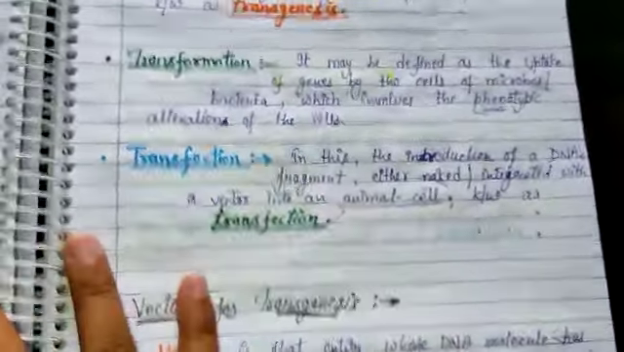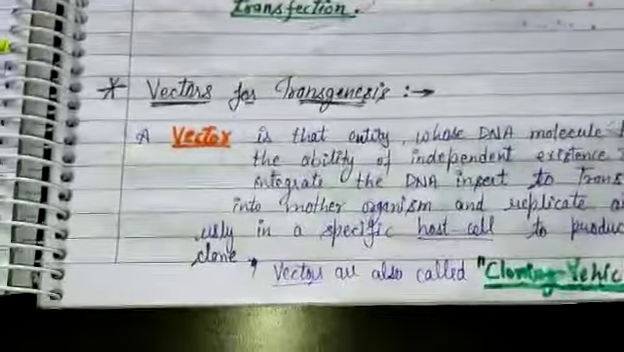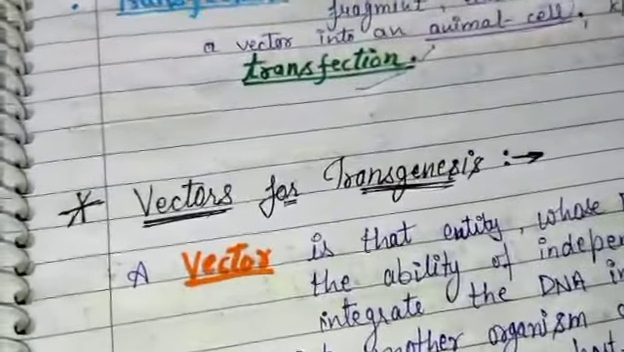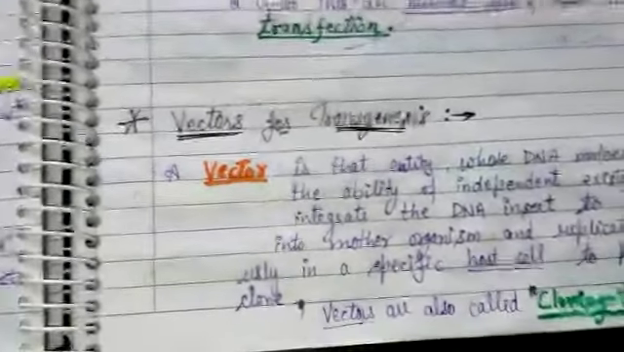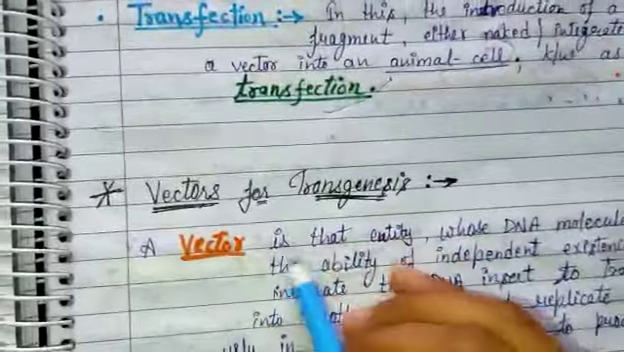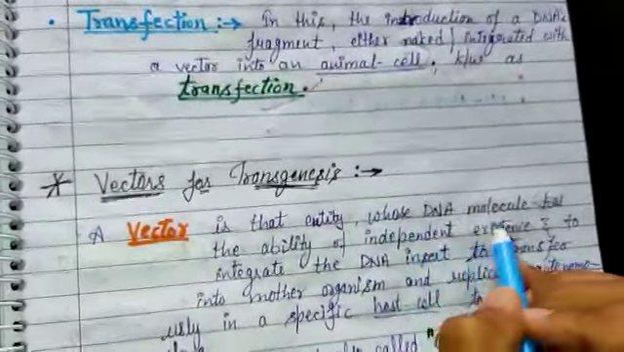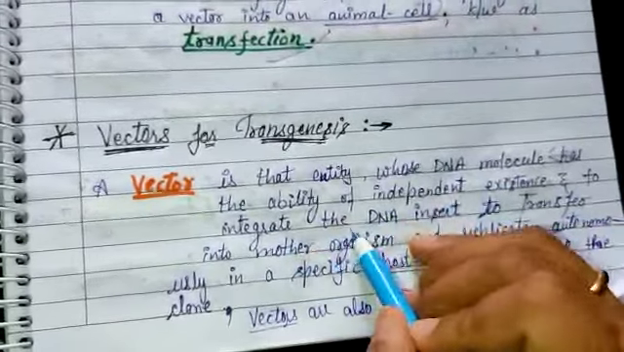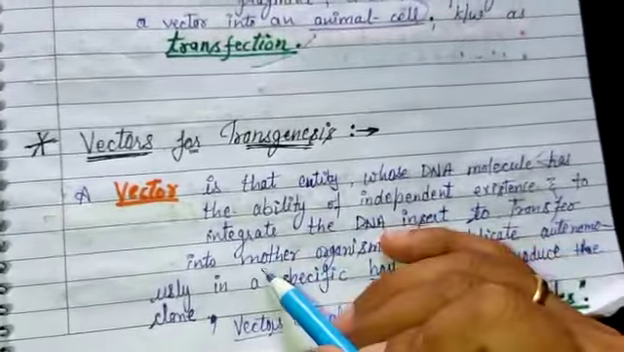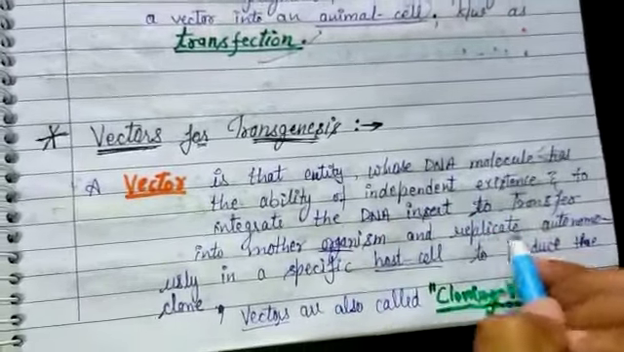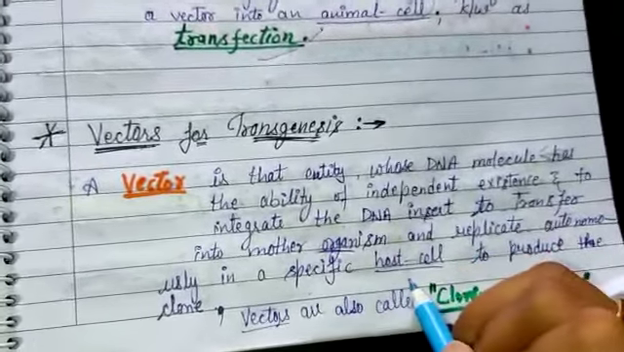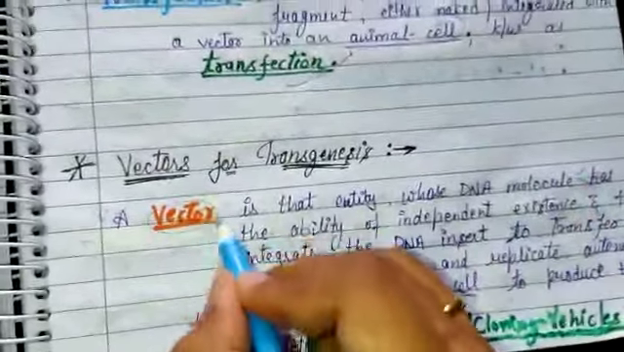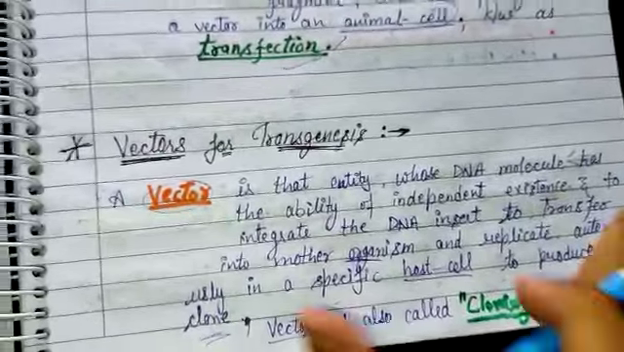Clear? So a number of vectors are used for the process of transgenesis. You all know that the vector is also known as the cloning vehicle. Firstly, what is a vector? A vector is an entity whose DNA molecule has the ability of independent existence and integrates the DNA insert for transfer into the mother organism and replicates autonomously in a specific host cell to produce the clone. So these vectors are also called cloning vehicles.